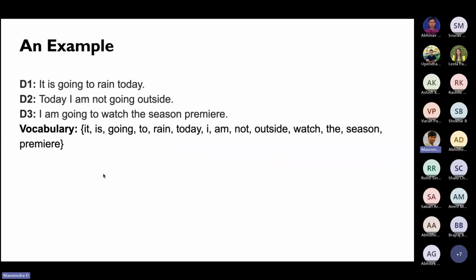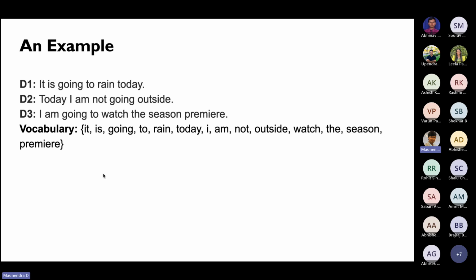Okay, now let me take a small example and see how whatever we have covered till now regarding the representations can be handled with the use of this small example. So suppose we have three documents, D1, D2, and D3. D1 says it is going to rain today. D2 says today I'm not going outside. And D3 said I'm going to watch the season premiere.